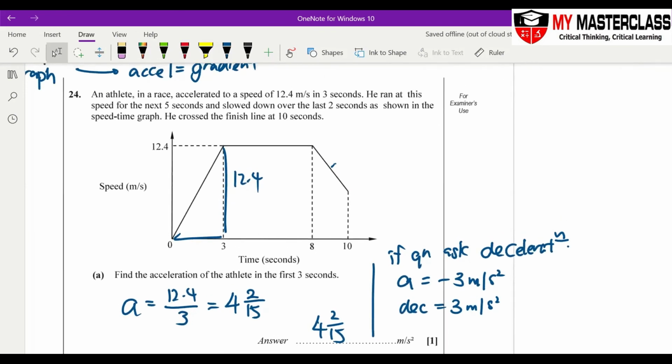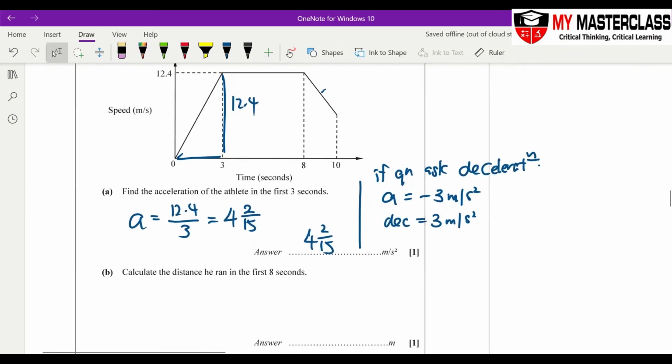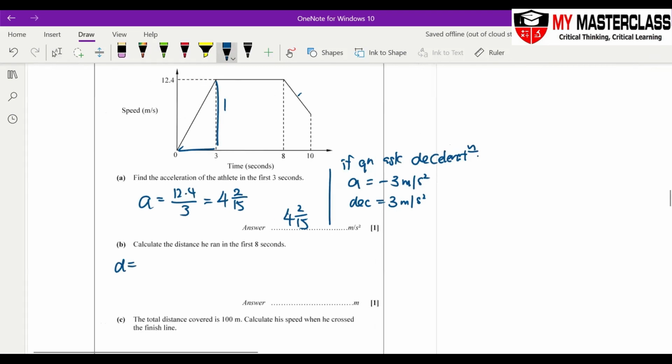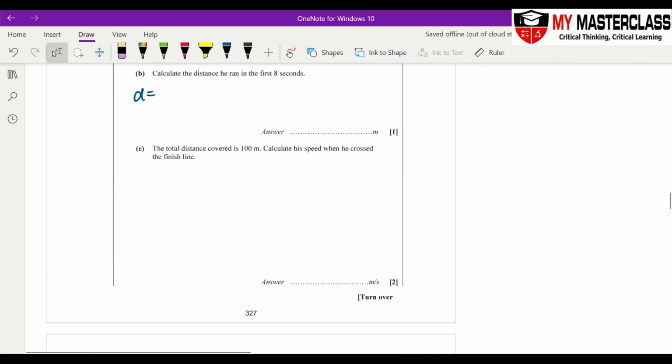He accelerated to 12.4 in 3 seconds. He ran at that speed for 5 seconds and slowed down over the last 2 seconds as shown. Calculate the distance that he ran in the first 8 seconds. Now you must understand the question. Behind is going to have a conversion. So I prefer you to write D1.